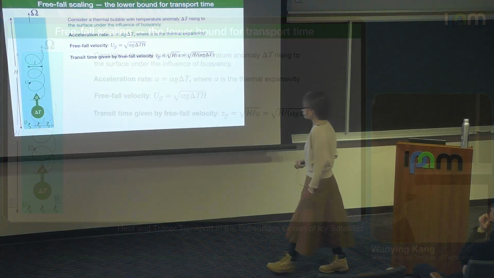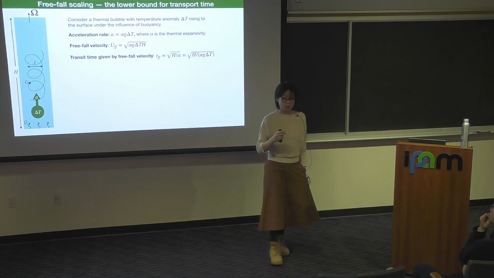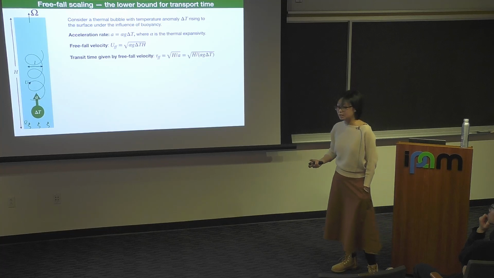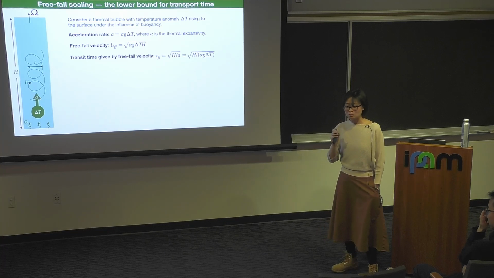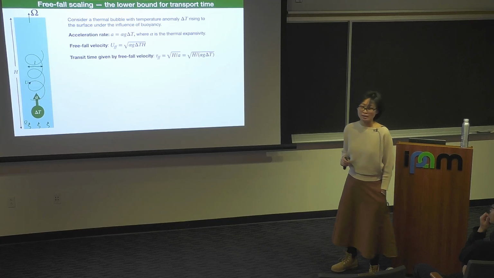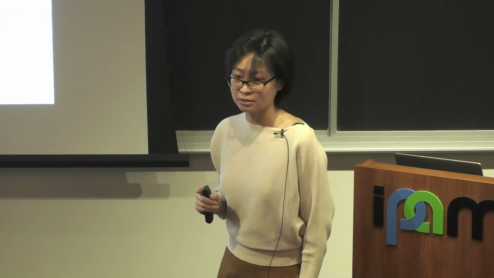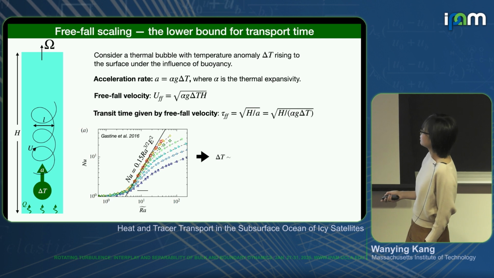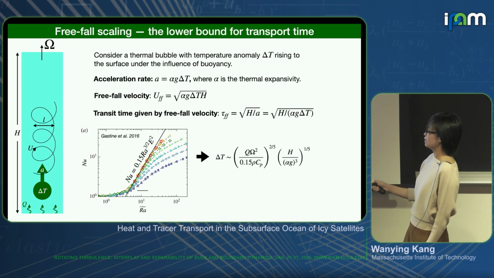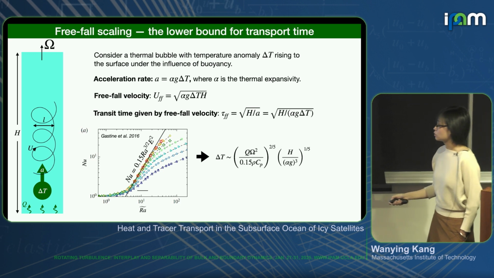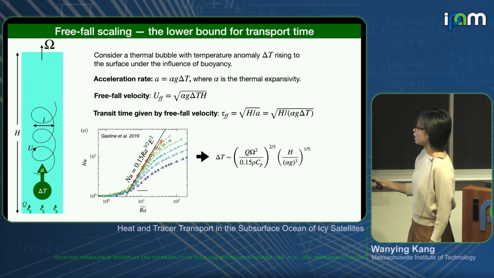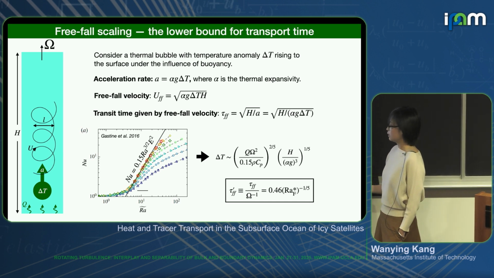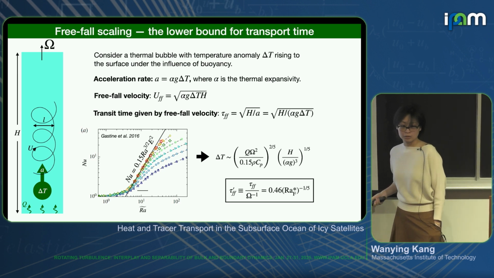However, there's a very strong assumption built behind this argument, and that is that all the potential energy released in the system converts into kinetic energy, into well-organized kinetic energy, with an efficiency of 100%. Right? Then you get into this free-fall scaling. And of course, as I said before, we don't know delta T. So we can estimate delta T using this Nusselt Rayleigh number scaling. And finally, we get this free-fall scaling written in the modified flux Rayleigh number.